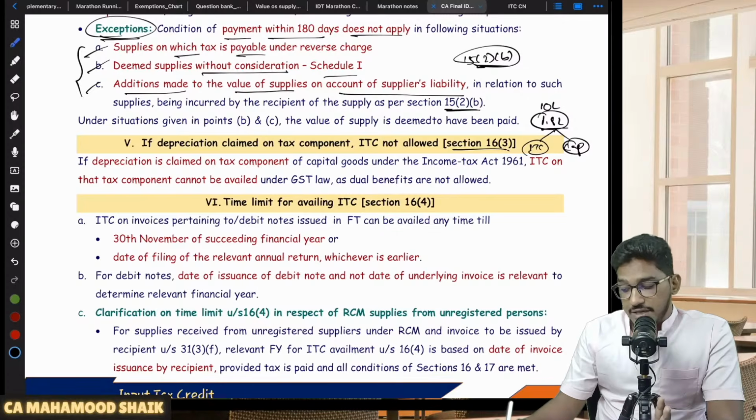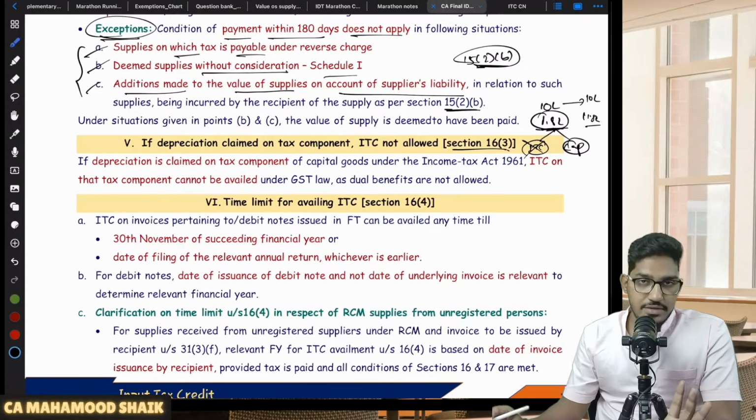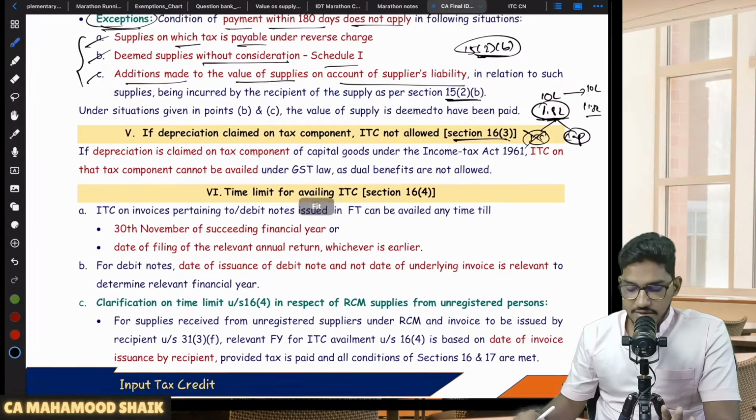Either you claim input tax credit. If you want to claim ITC of that 1.8 lakh rupees on your capital goods, in your books of account you capitalize only 10 lakh rupees. If you want to capitalize the total 11.8 lakh rupees and claim the depreciation under the Income Tax Act, then you don't claim the input tax credit. So either claim input tax credit or claim depreciation under the Income Tax Act, not both simultaneously. This is what 16 subsection 3 says.